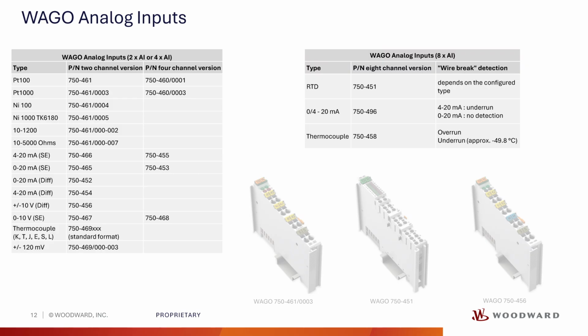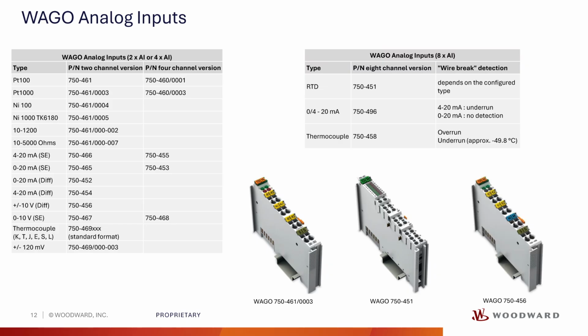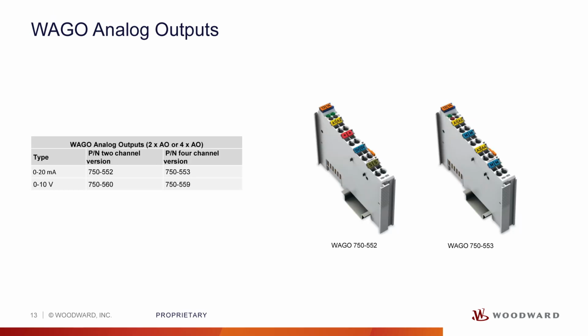Supported WAGO analog input modules include the 750-461-0003, a 4-channel input module for current signals, the 750-451, a 2-channel input module for voltage signals, and the 750-456, a 4-channel input module for temperature sensors. For all other supported WAGO analog input modules, please refer to the table displayed on the left. In the next 2 slides, we'll explore the supported WAGO modules.